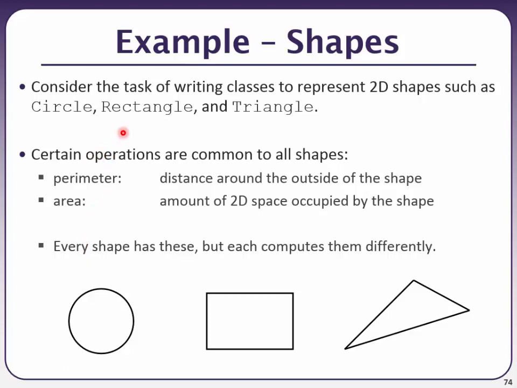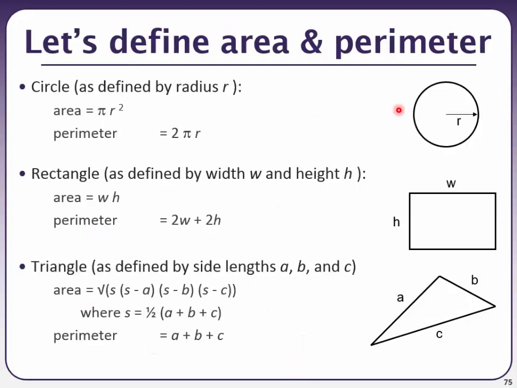Some operations are going to be common to all the shapes. So our software wants to manipulate those shapes, and some of the methods that we are going to have in all of those 2D shapes are perimeter, that computes the distance around the shape, and area, that, as the name implies, computes the area inside the shape. Each shape is going to feature those two methods, but obviously each shape is going to compute the area and the perimeter differently.